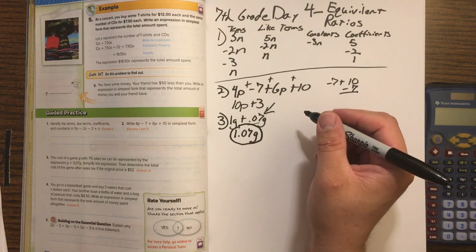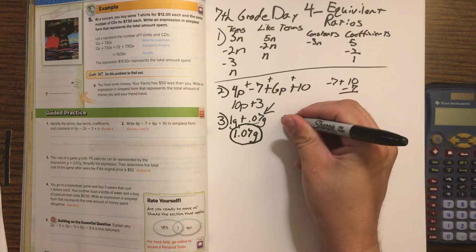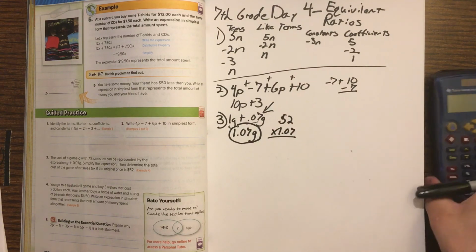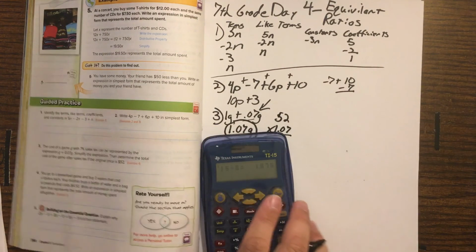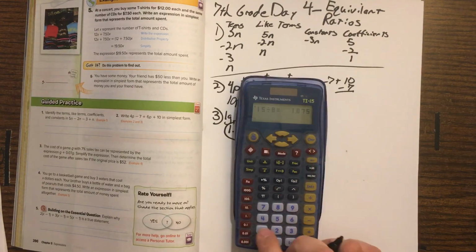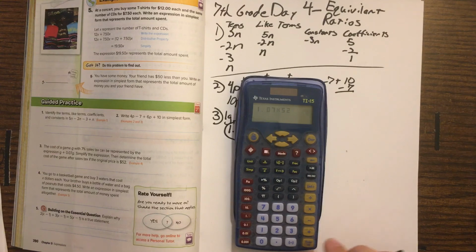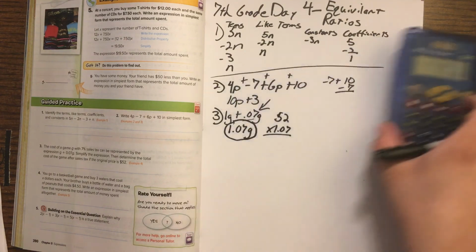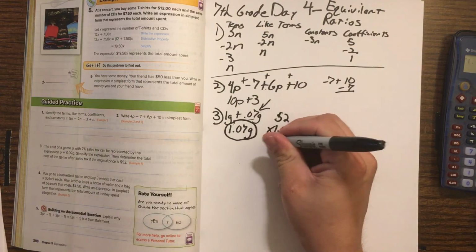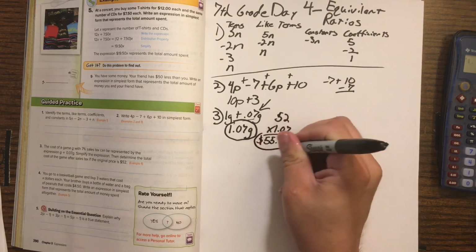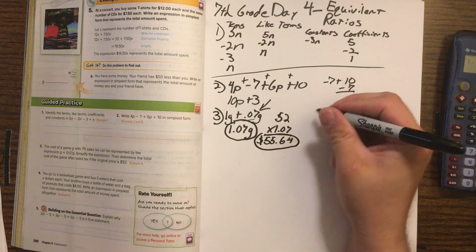Okay, then it wants to know what's the total cost of the game if the price is $52. So I want to take 52 times 1.07. Okay, I'm just going to do it on the calculator because it's going to save us some time. 1.07 times 52 is going to be $55.64. Okay, so you're good to go there.